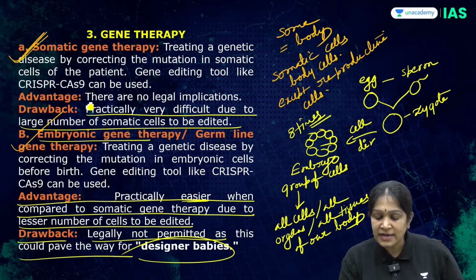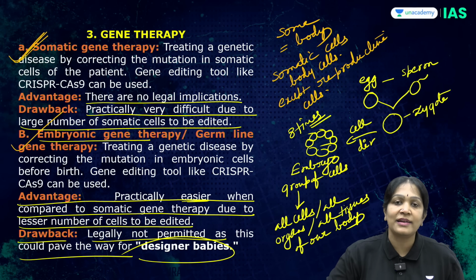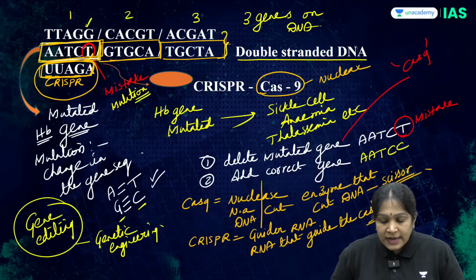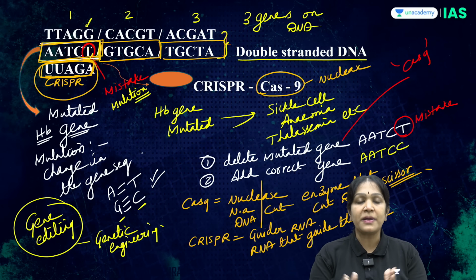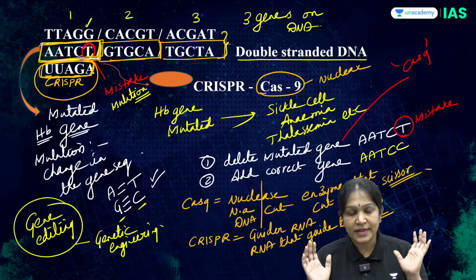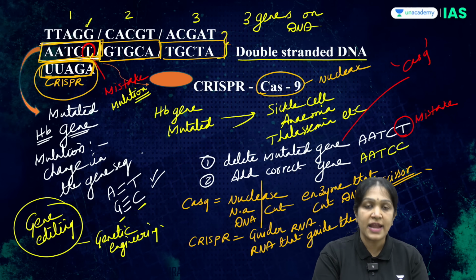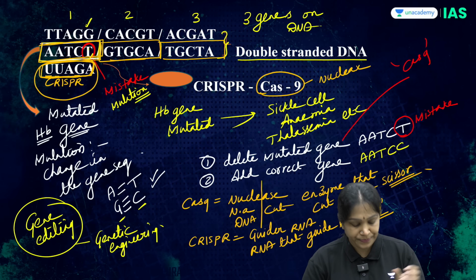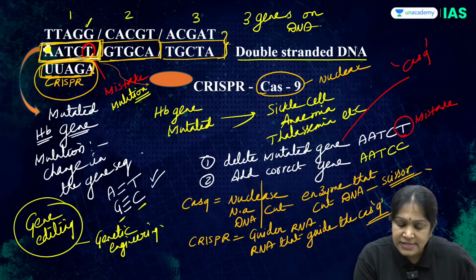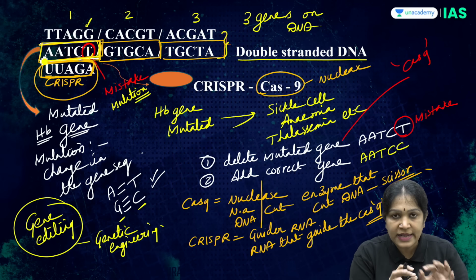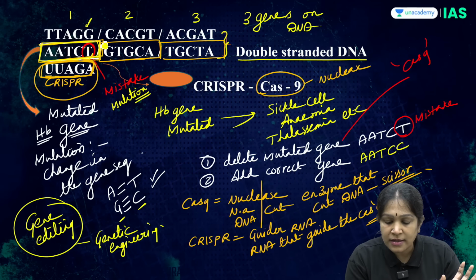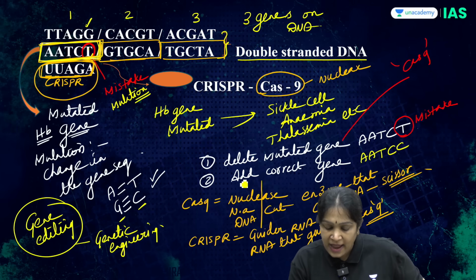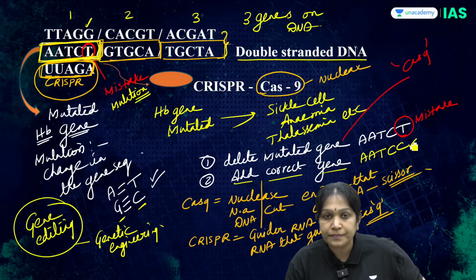Somatic gene therapy is legally permitted but practically difficult. Let us just summarize. CRISPR-Cas9 technology is a technology for gene editing. Gene editing means we correct the mutations. There is a mutated gene here. We will delete this mutated gene. In that place, we add this correct gene.